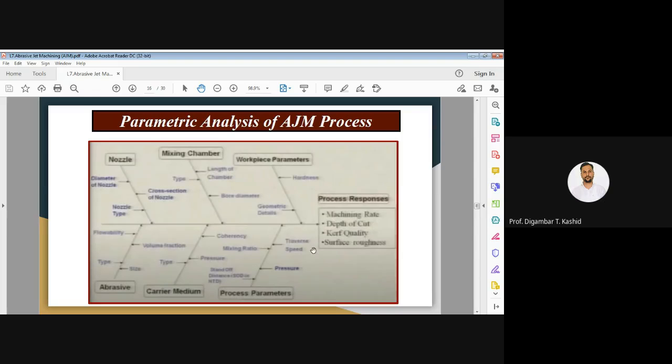So this is a performance analysis, and after knowing these performance parameters, we should know how the process parameters affect your performance. One by one we go. Now I will take only two minutes to draw this fishbone diagram, because this is very important. It is called parametric analysis, and you can also call it the fishbone diagram, where you will get the input parameters, the process parameters, and the performance characteristics of your abrasive jet machining process. Please draw this diagram or write down this chart.